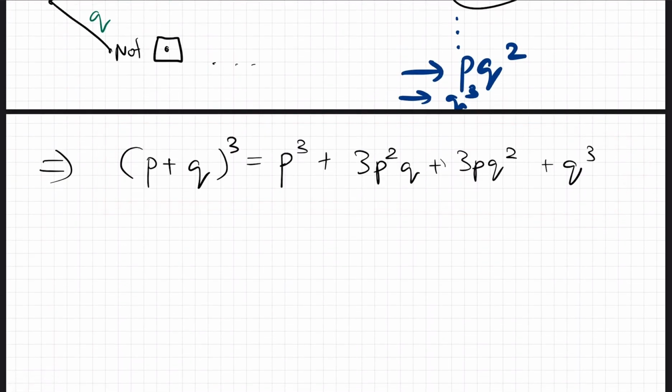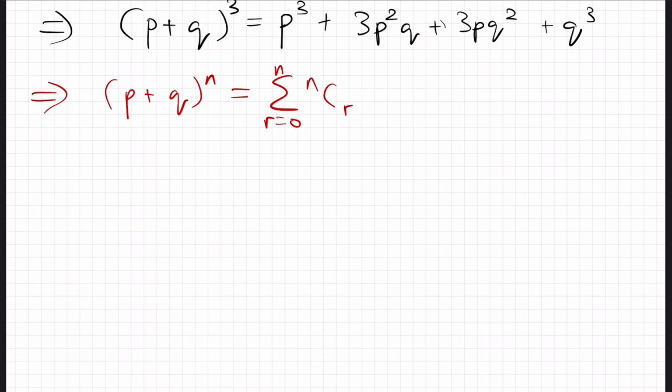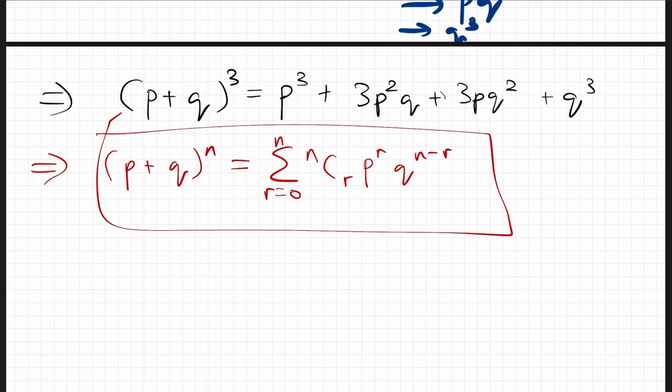And hopefully you can see now, this can be generalized: if we have any situation, we have P plus Q to the n, then this is just going to be the binomial expansion of this. So nCr p to the r, q to the n minus r. This is literally just going to be the binomial expansion of this.